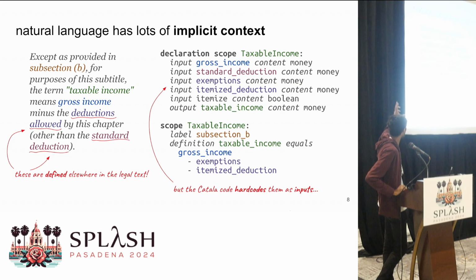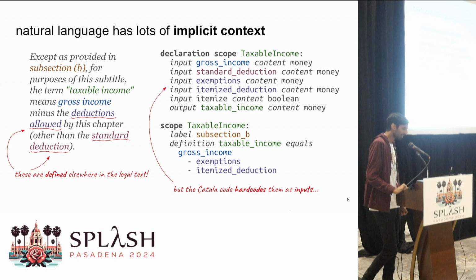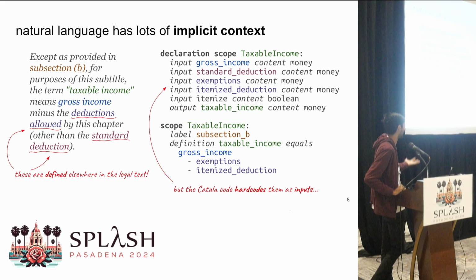So I've included a small snippet here from section 63 about taxable income. In this case, I'm showing the same example where gross income minus deductions allowed by this chapter would be the taxable income. And in Catala, you need to declare all the metadata for your scopes, essentially the structure, all the inputs and outputs, before actually defining how that scope is calculated. So in this case, we've hard-coded all of the inputs that we need in order to calculate taxable income, which includes gross income, standard deduction, personal exemptions, itemized deductions, etc.